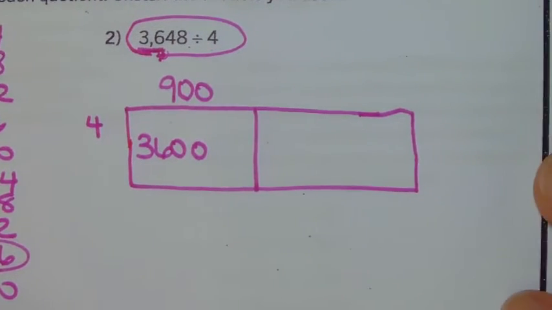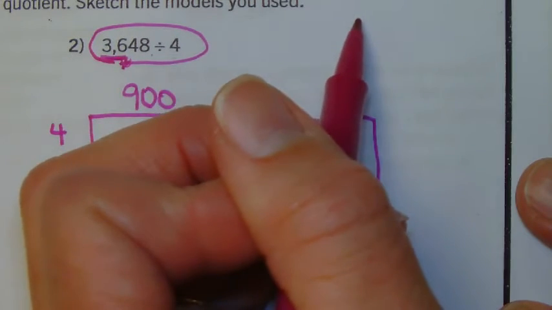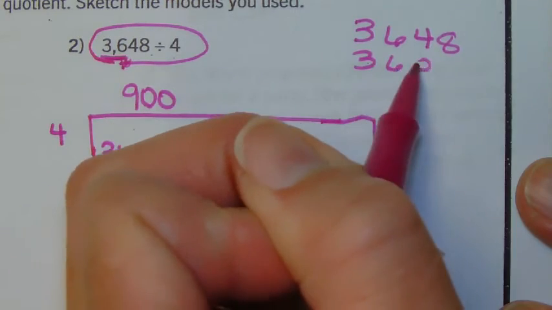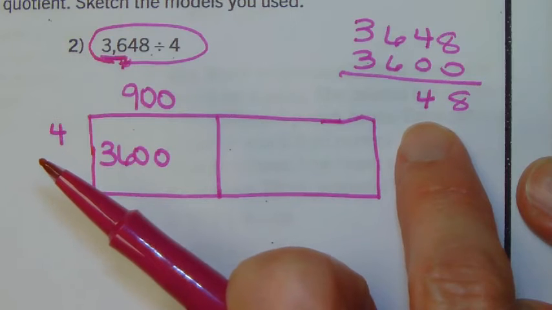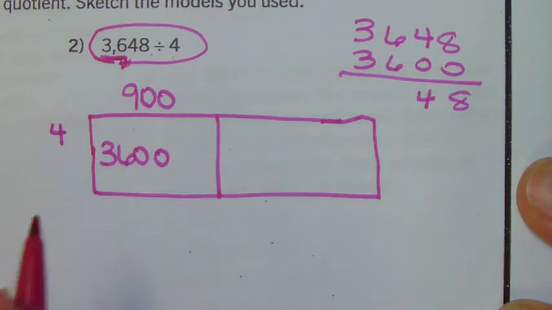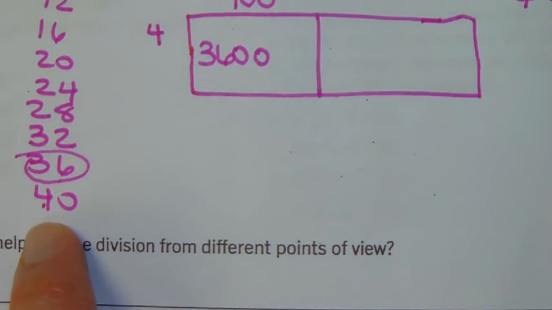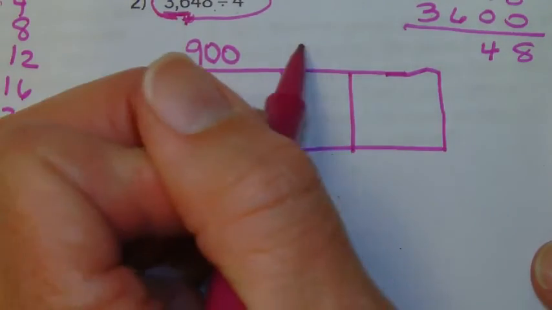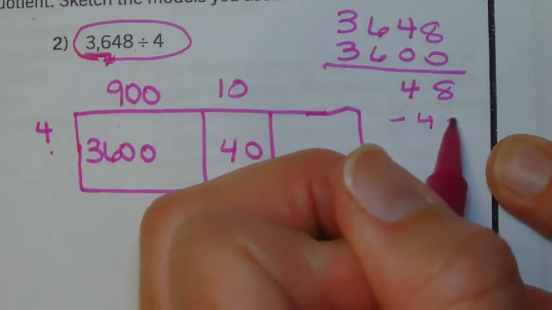So the next step we're going to do is subtract our 3,600 from 3,648. And you can see here what's left over is 48. Now, to break it down even further, I see that 40 is a multiple of 4, so I'm going to multiply 4 times 10 and take out 40 of that. If I subtract 40, what's left?